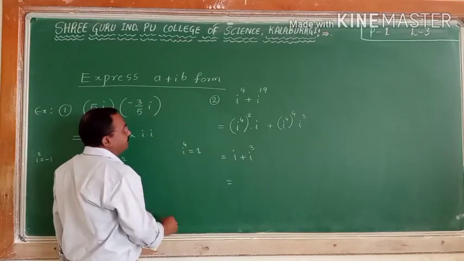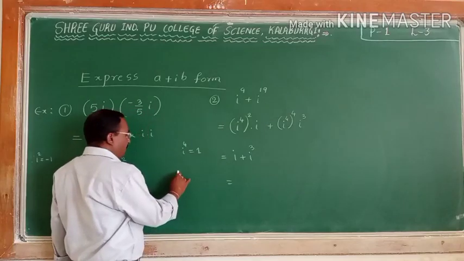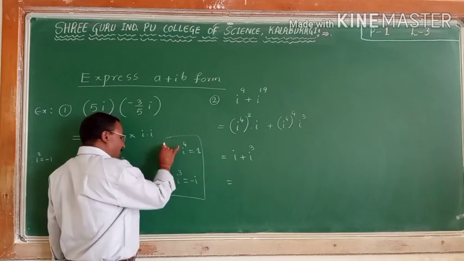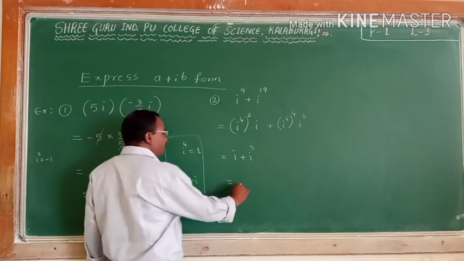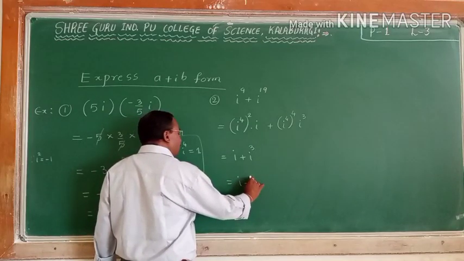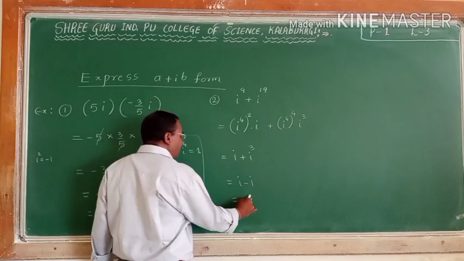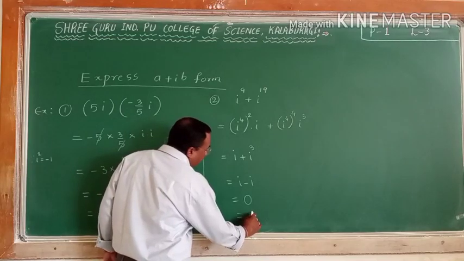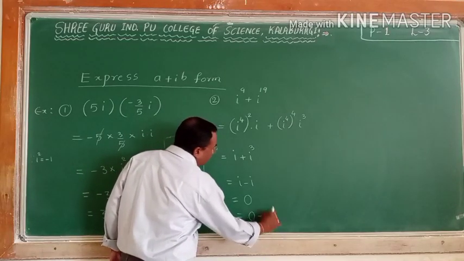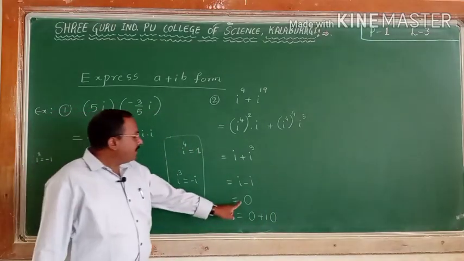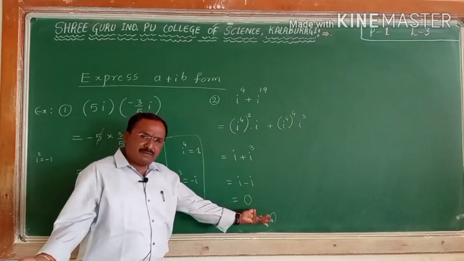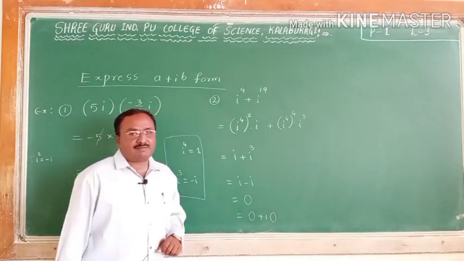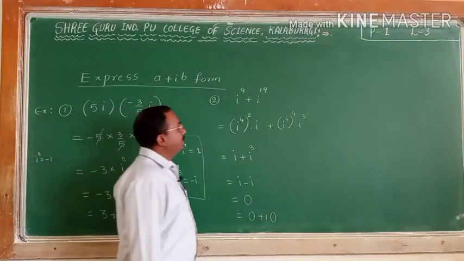Here i cube value is what? Minus i. So i minus i: plus i and minus i get cancelled. Value is what? 0. Here the real part is 0, the imaginary part is also 0. In a plus ib form, real part is 0, imaginary part is definitely 0. 0 into i, 0. 0 plus 0, 0. Understood? A plus ib form.